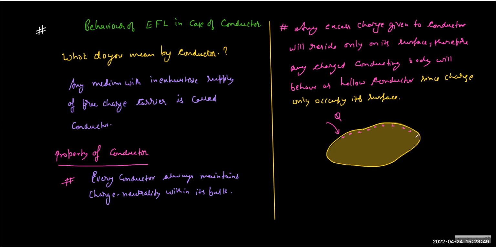Their territory will be only the surface. So it is as good as a hollow conductor, because the charge is not becoming part of the bulk. So the bulk is electrically neutral.